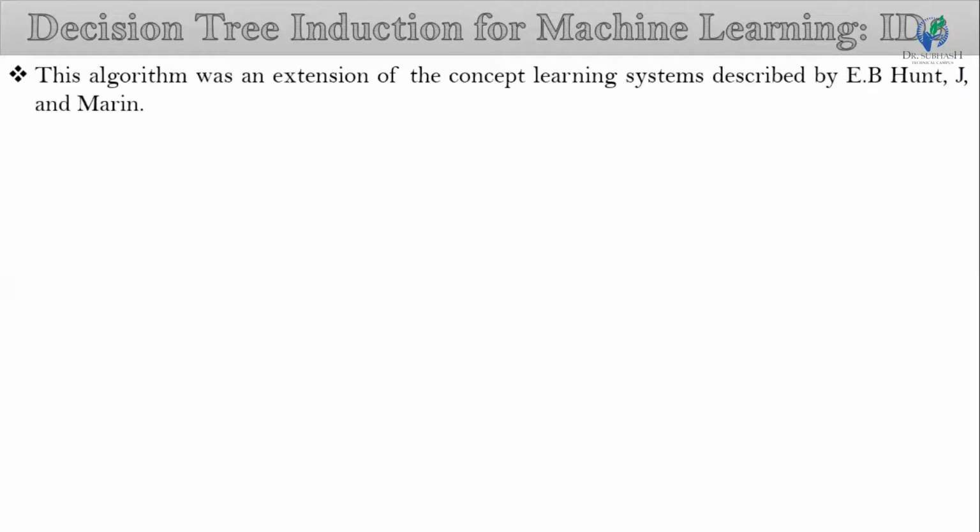In the late 1970s and early 1980s, J. Ross Quinlan was a researcher who built a decision tree algorithm for machine learning. This algorithm is known as ID3, or Iterative Dichotomiser. This algorithm was an extension of the concept learning system described by E. B. Hunt, J. Marin and P. J. Stone.